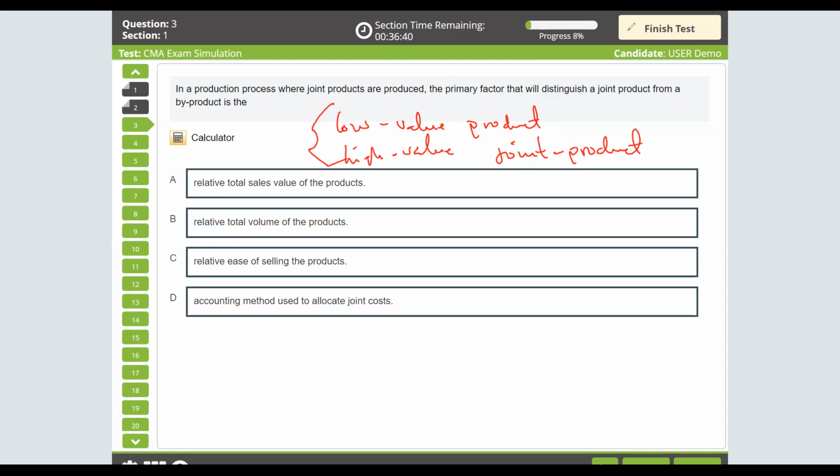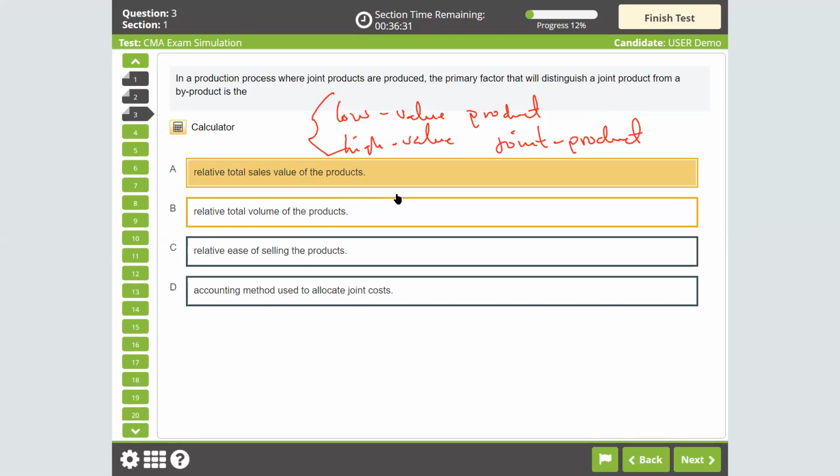So let's go to the answer choices and see which is correct. We have the relative total sales value of the product. Yes, that is a possible answer. Once you find the answer and you are sure, do not waste time, move on. And if you think you will have to come back to it, you can flag it by clicking on the flag this question at the bottom here. Then when you are done, later you can come back and check it.